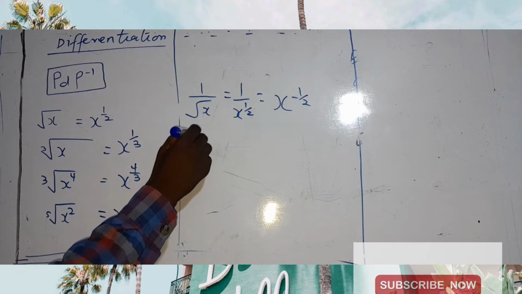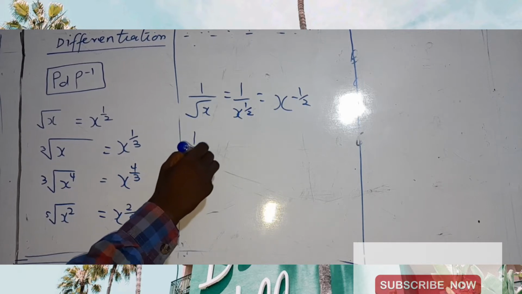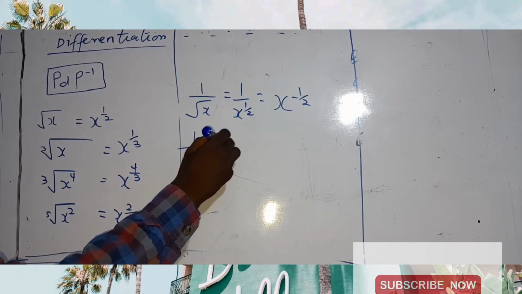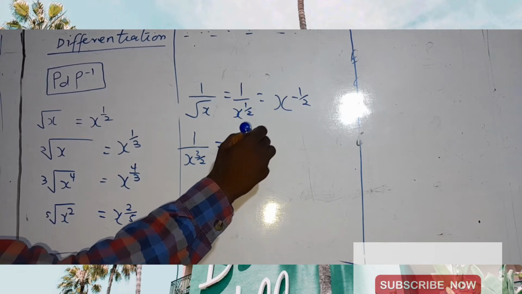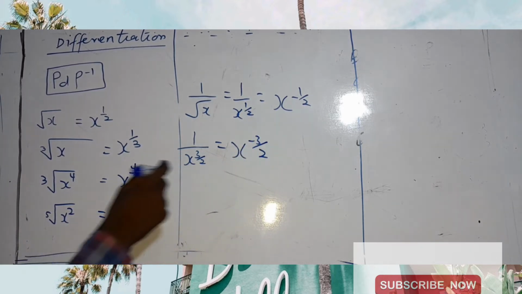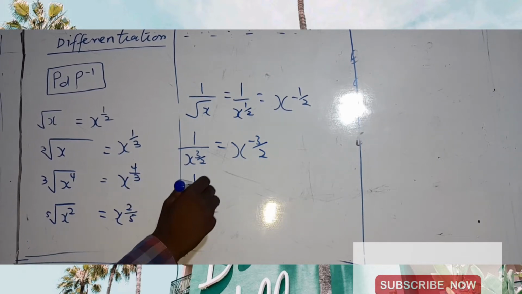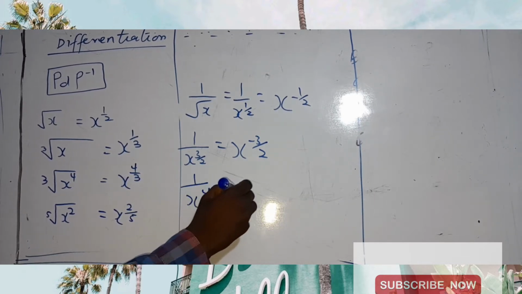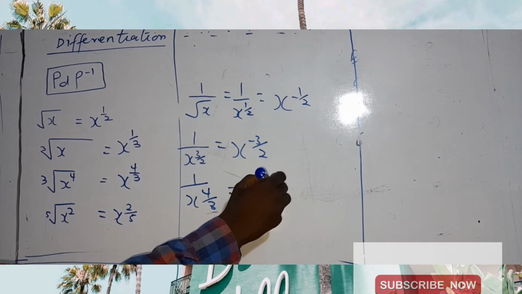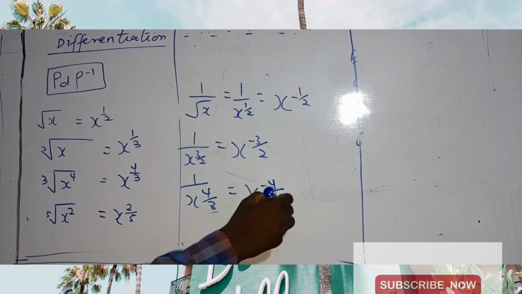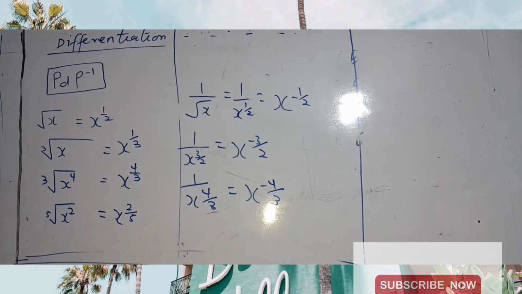So if I have, let's say, 1 over x raised to the power 3 over 2, you can rewrite it as x raised to the power minus 3 over 2. Similarly, if you have 1 over x raised to the power 4 over 3, it can also be written as x raised to the power minus 4 over 3, because of the inverse. Is that okay?